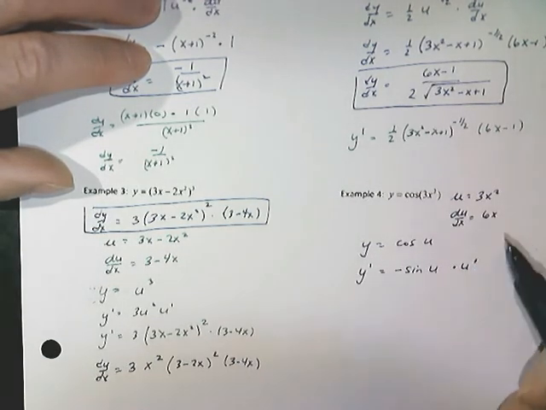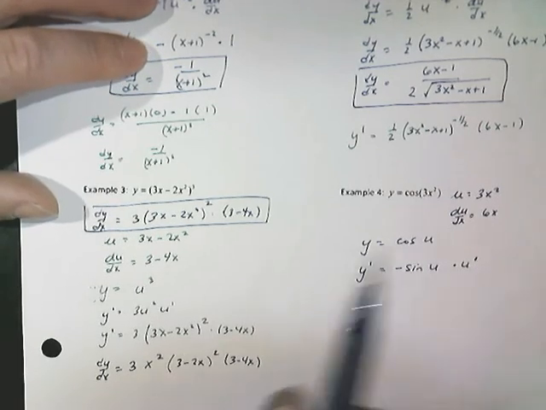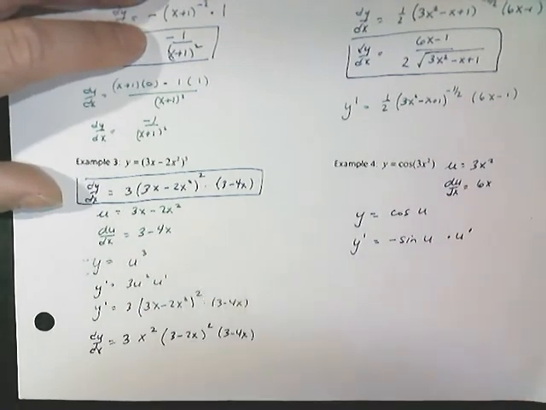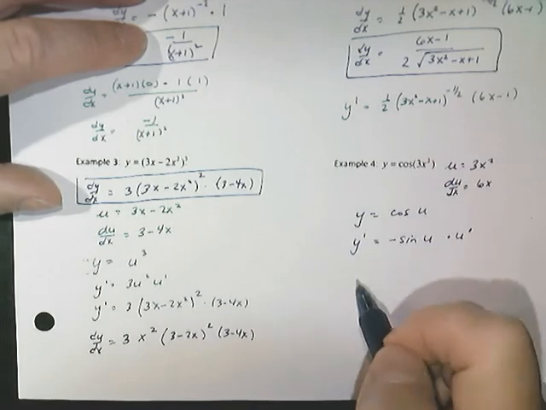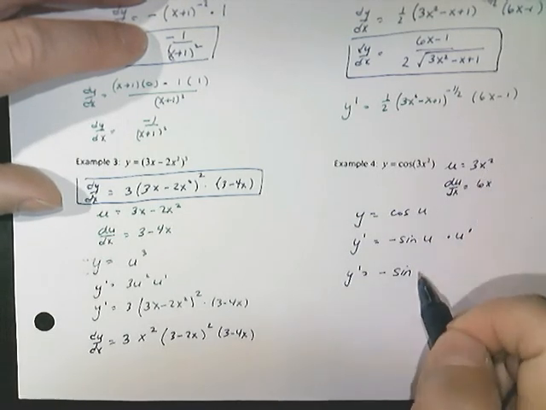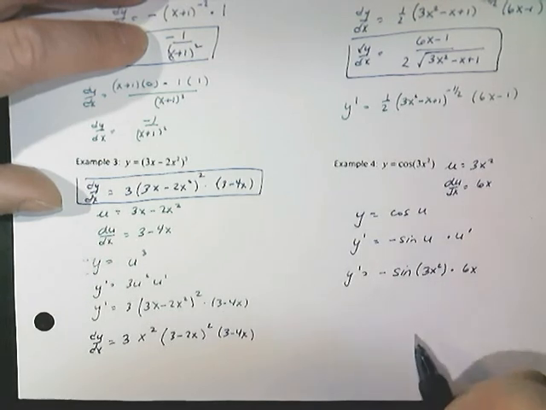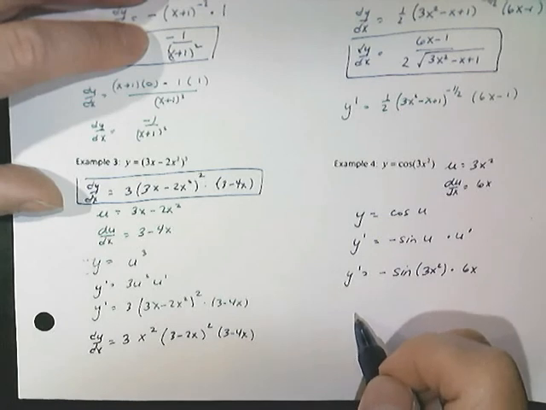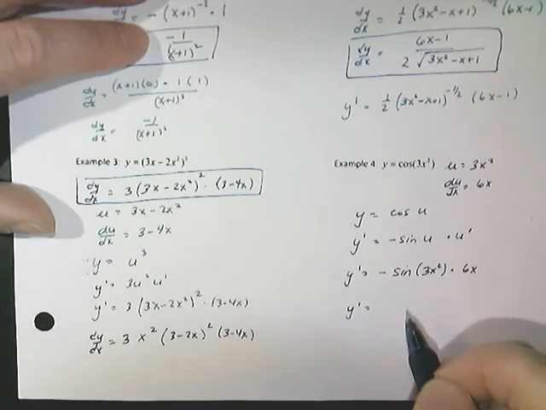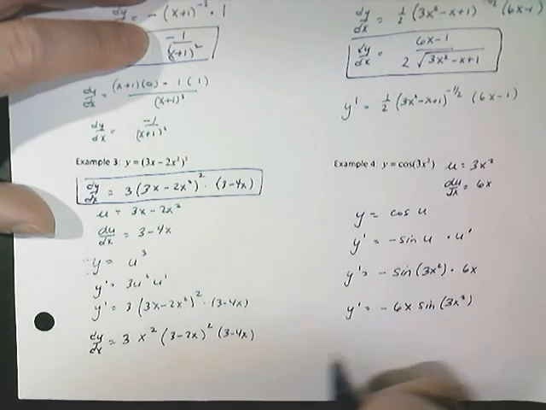And notice I'm going back and forth between du/dx and u prime. It doesn't make a difference. I want to make sure you're comfortable with all forms. So then I can substitute back in, and I've got y prime is equal to negative sine, u is 3x squared, times 6x. Nothing wrong with that. Most of the time it's going to be written with the sine last, so it'd be written negative 6x sine 3x squared.